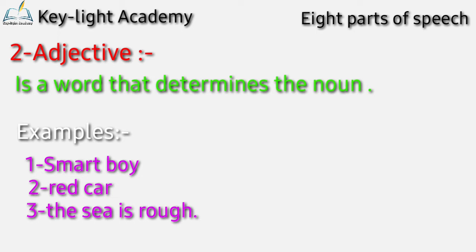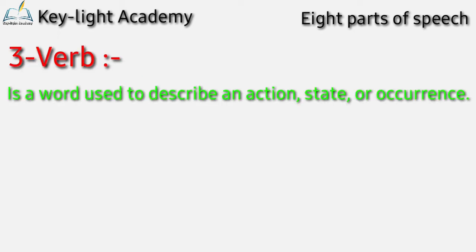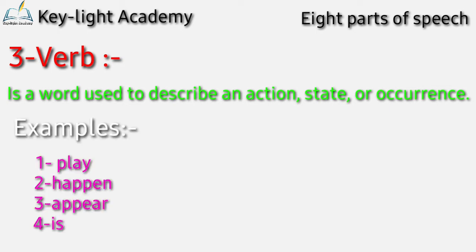So, a verb is a word used to describe an action, state, or occurrence or event, and the verb is also one of the important parts of a sentence. For example, believe for action, happen for occurrence or event, appear for state. Is is an auxiliary verb or linking verb. We will learn that later.